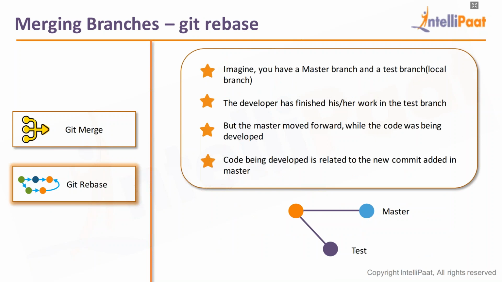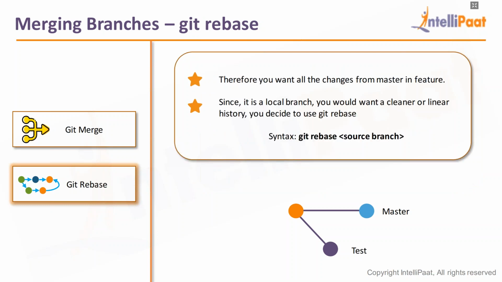So imagine you are on the master branch and test branch, and the developer has finished his or her work in the test branch, but the master branch moved forward, and the code being developed is related to the new commit added in the branch. Therefore, you want all the changes from the master branch in future. So what you will do, since it is a local branch, you can add a cleaner or linear history, and you can decide to rebase.